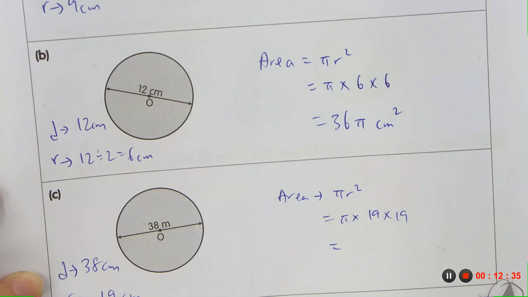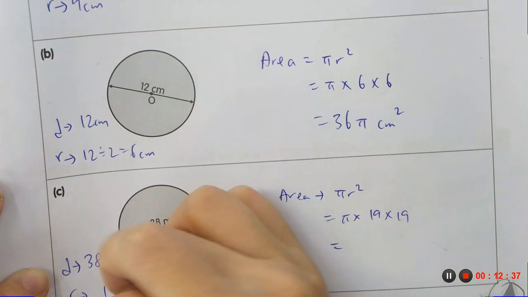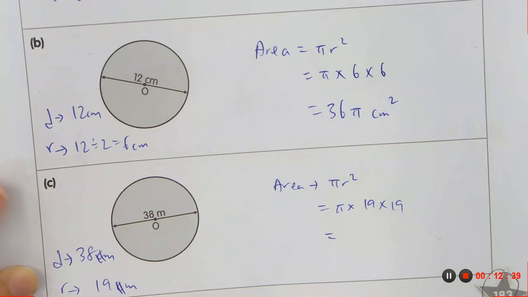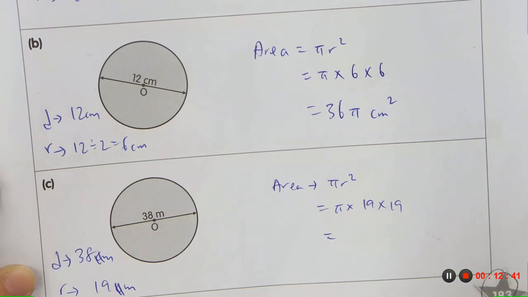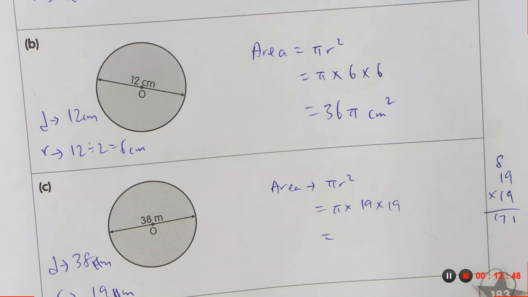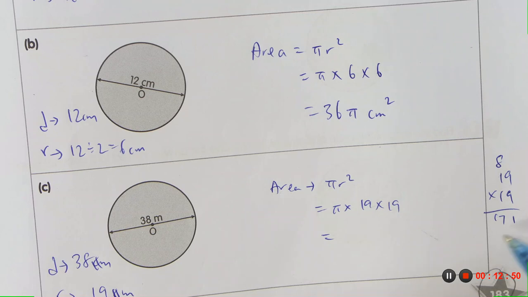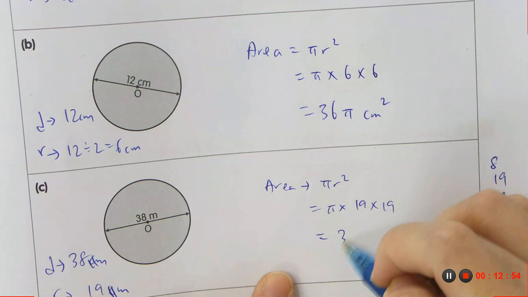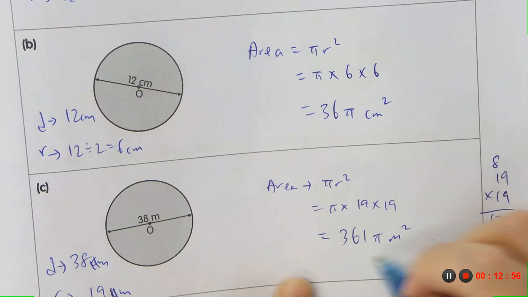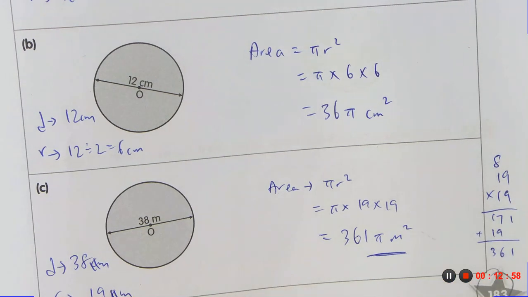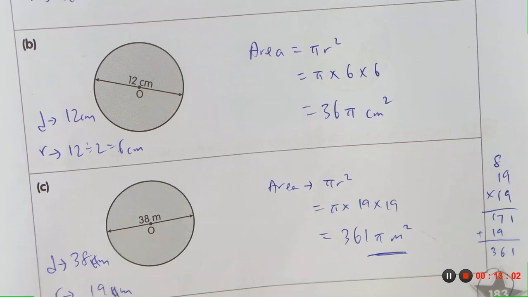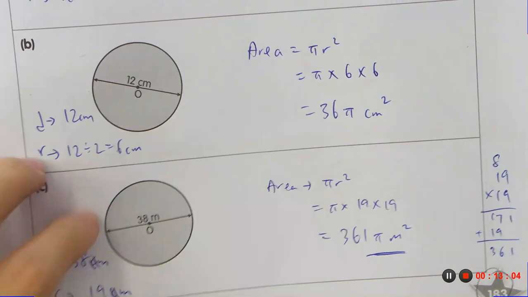Oh, it's in meters. That's right. Thank you, Kershin. Very important. I didn't notice that. Careless. Okay, and what was the answer? 361. Well done. Make sure you have the right units. 361 pi meter square. Thank you, Kershin, for highlighting. It's in meters. Okay, moving on.